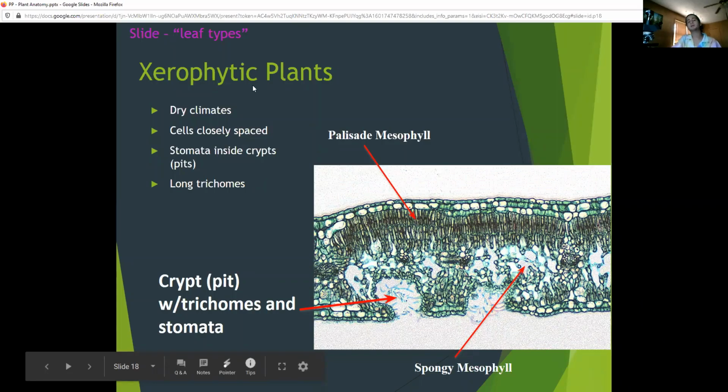Next up, we have xerophytic plants. Let's take a look at one of those. They're outfitted for dry climates. They have cells closely packed together with stomata inside crypts or pits. And they also have long trichomes inside these pits that help prevent water loss by creating a little microenvironment where the relative humidity is higher than the outside environment. So let's take a look at that.